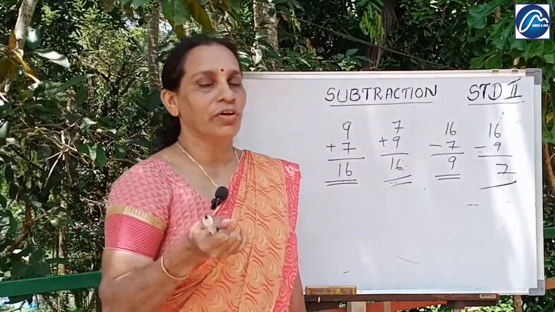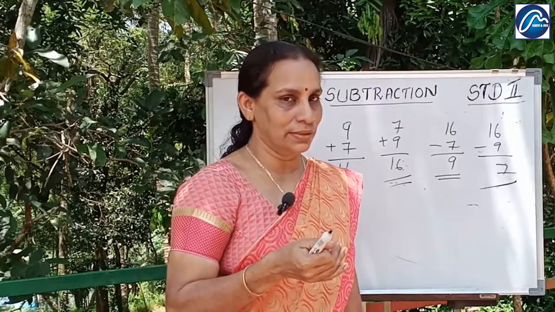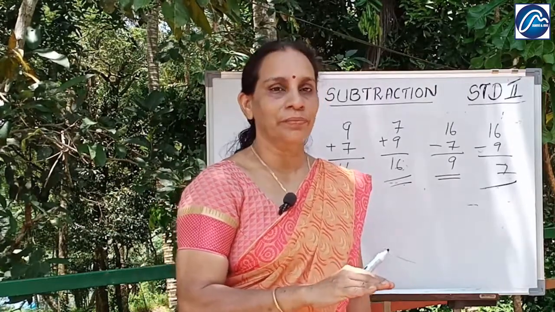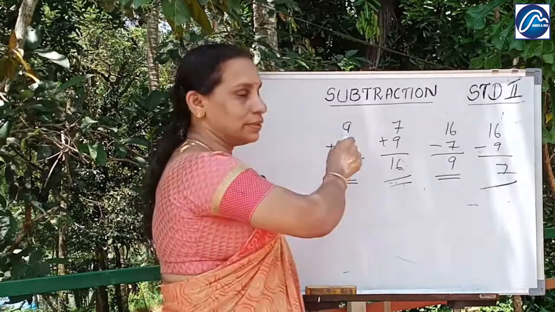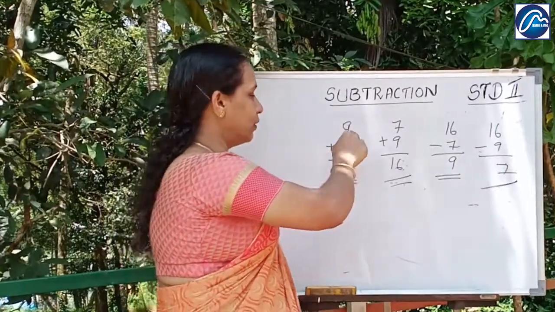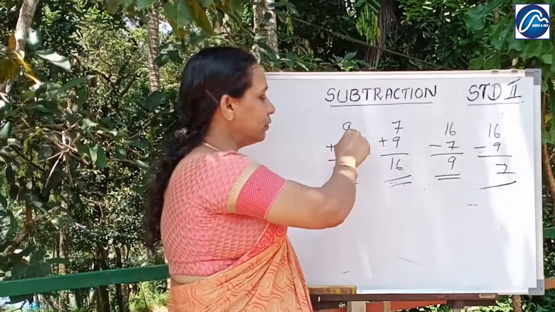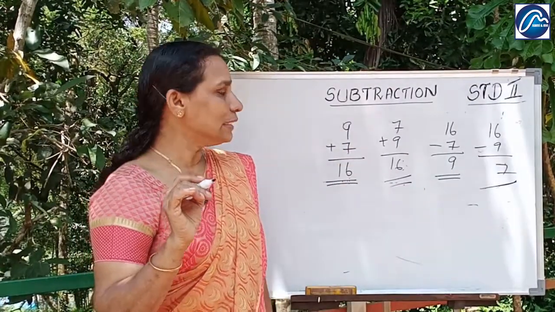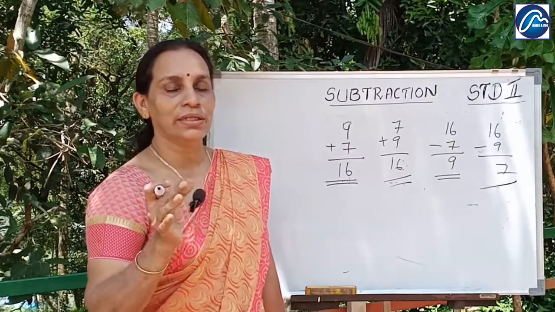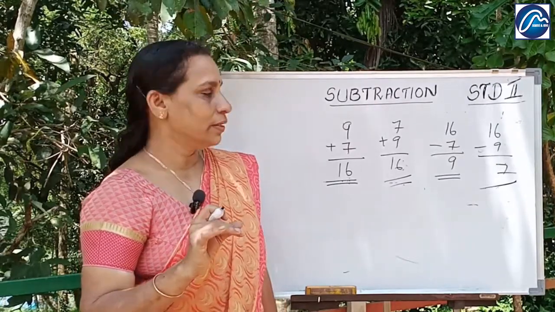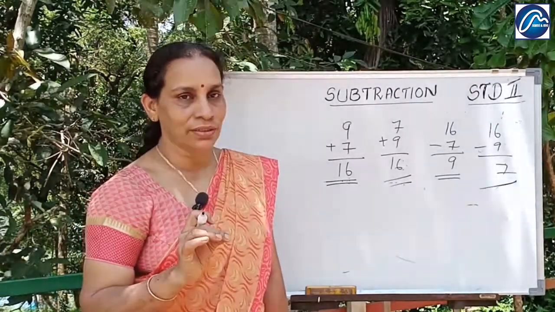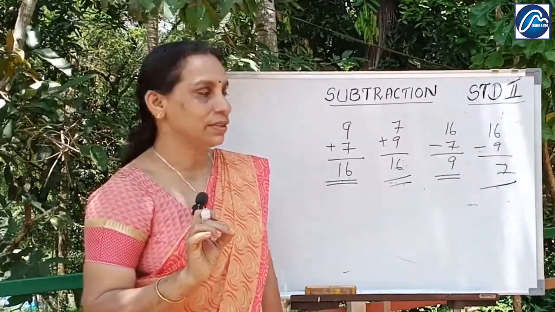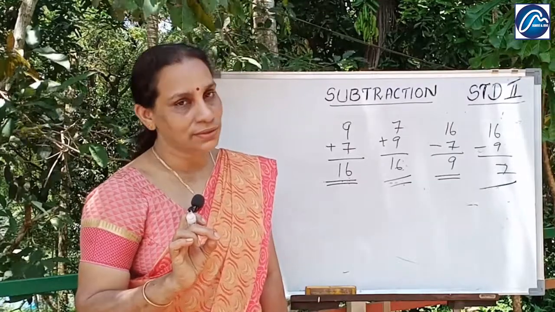If you subtract one of the numbers from the result, you will get the second number. Okay, so this example proves that these two numbers are interconnected. 9 plus 7 is 16, 7 plus 9 is 16, 16 minus 7 is 9, 16 minus 9 is 7.